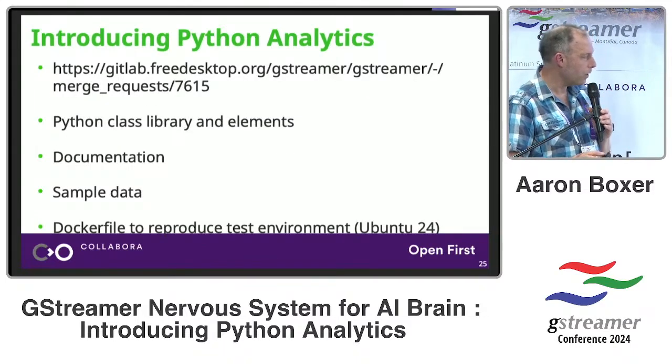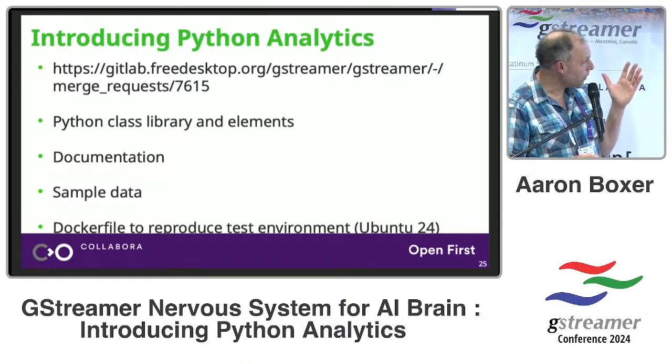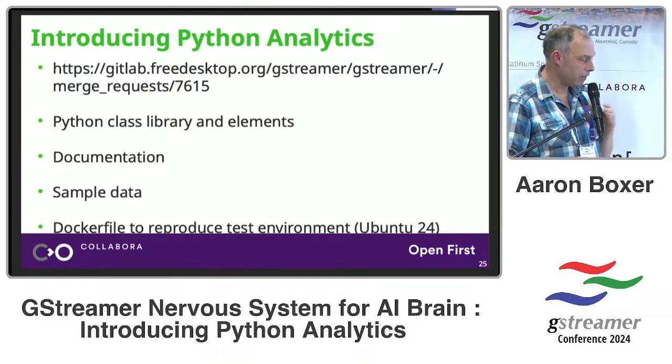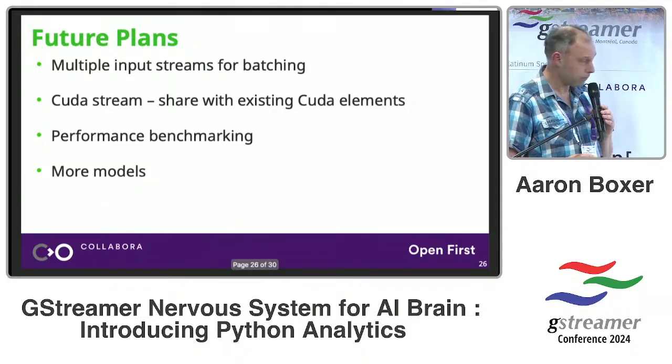Where's the code? We have a merge request open. It's still in draft because I just opened it 2 days ago. But inside you'll find all of the class libraries and the elements that I just mentioned, documentation, some sample data, and a Dockerfile if you want to reproduce the test environment that I've been using.